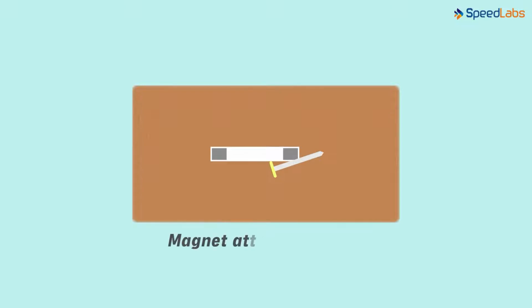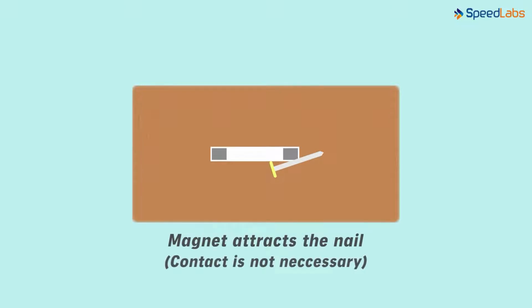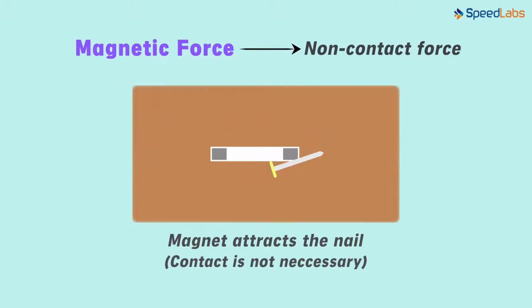This shows that the magnet attracts the nail and the contact is not necessary for this attraction. The magnet pulled the nail towards it even though it was not in contact with the nail. The force that this magnet exerts on the nail is called magnetic force. So contact is not required for the magnetic forces to come into play. We call this force a non-contact force.